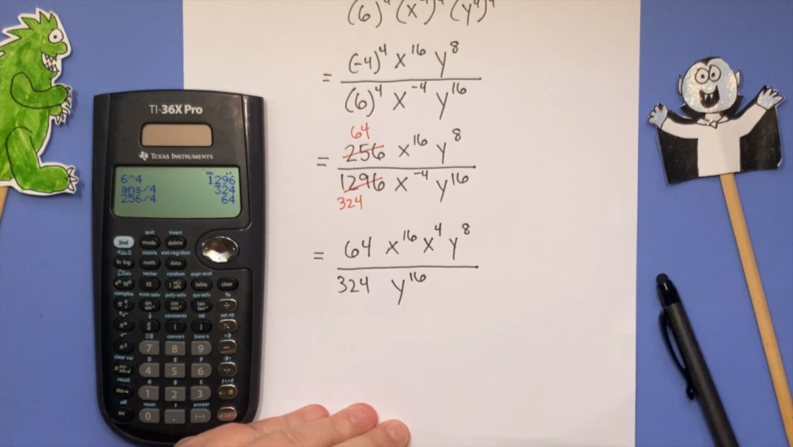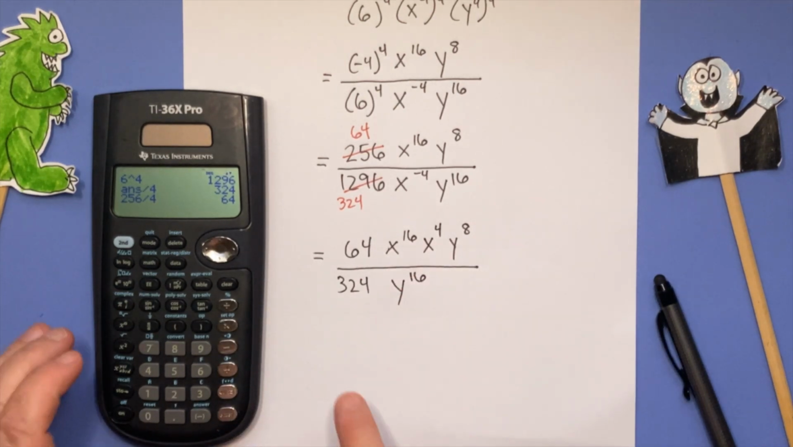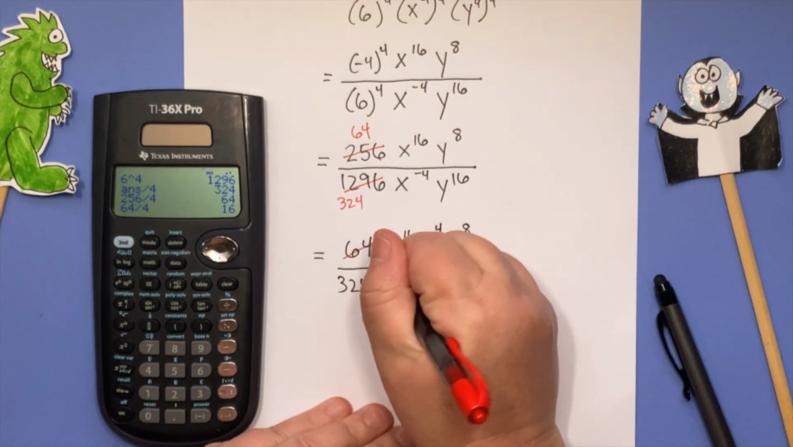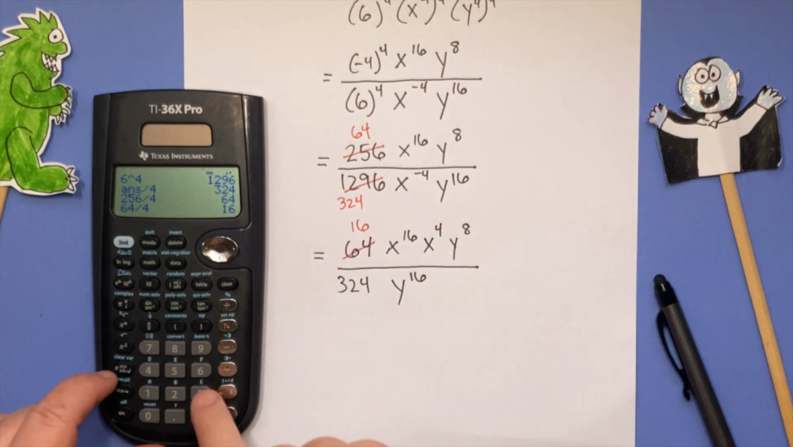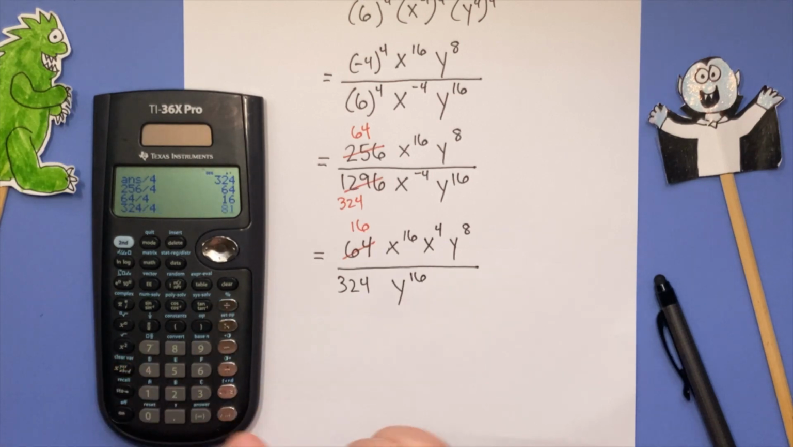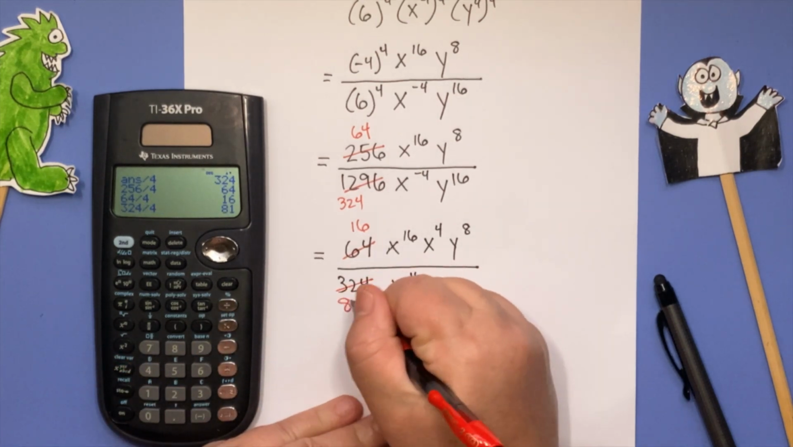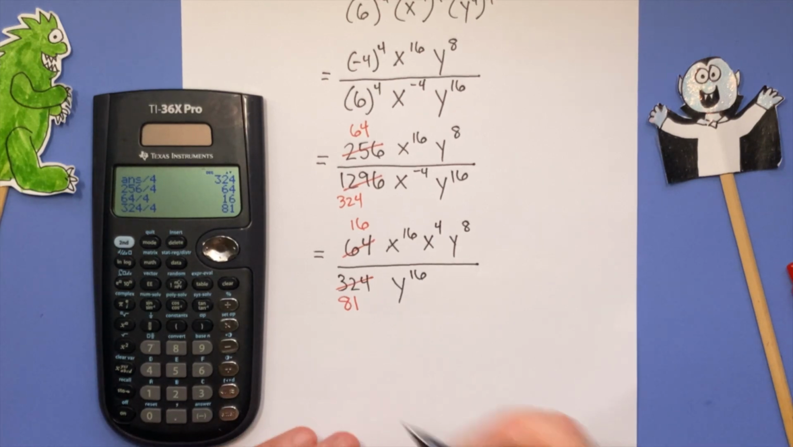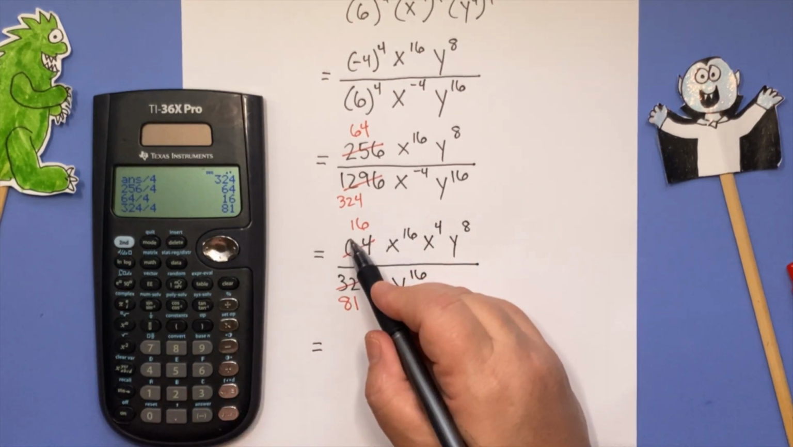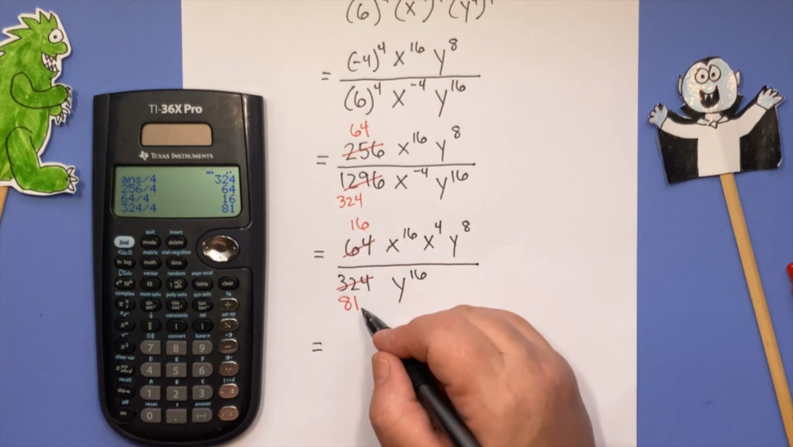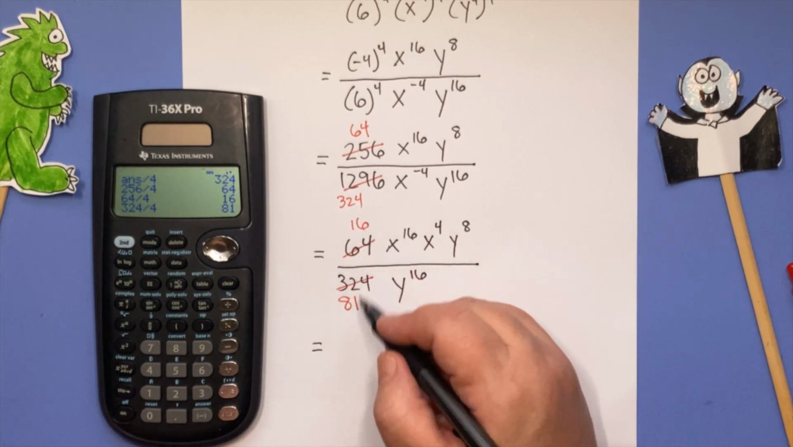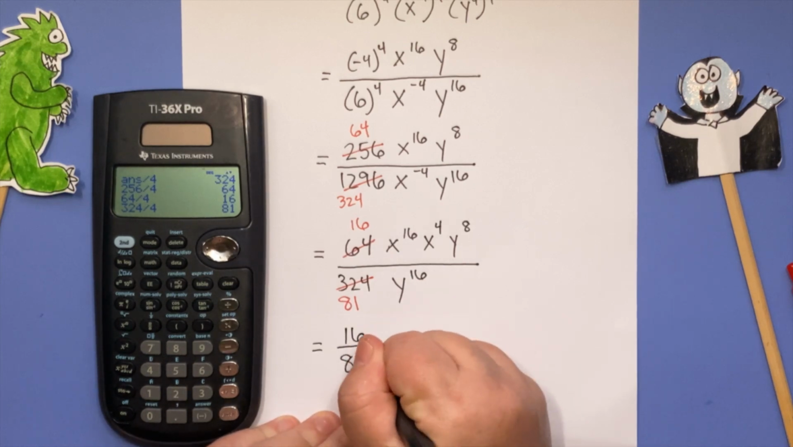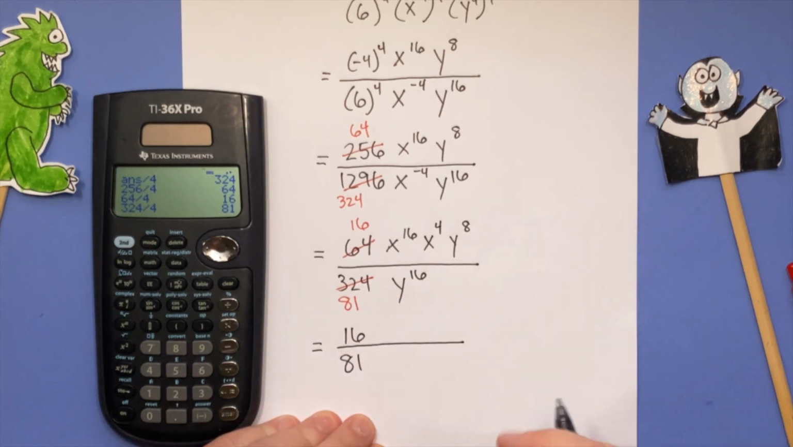Okay, so let's see. 64 and 324. I bet 64 is divisible by 4. So I get 16. And 324 divided by 4 is 81. Okay. Then I look at these and I go, okay, 16 is 4 times 4. 81 is 9 times 9. They don't have anything in common, so that is reduced fully. The 16 over 81 does not reduce further.